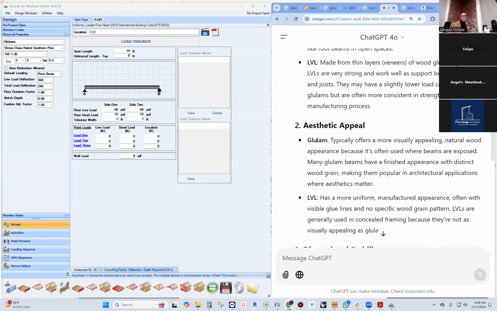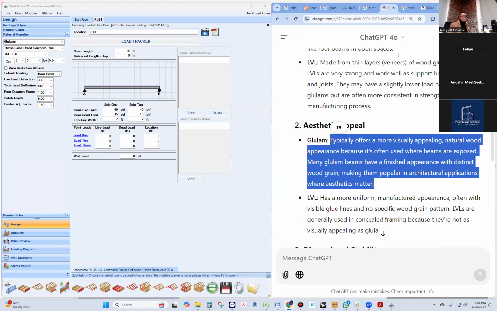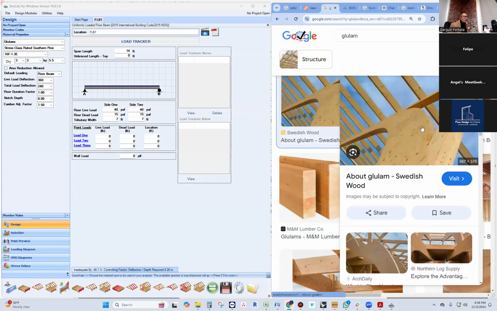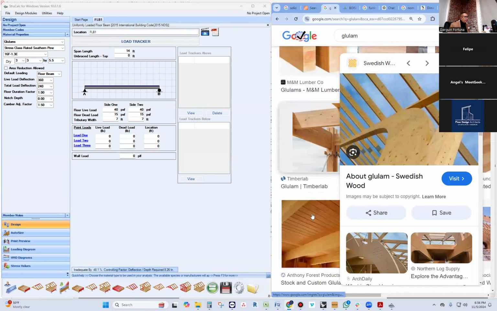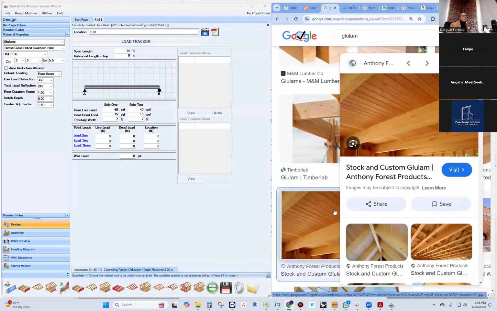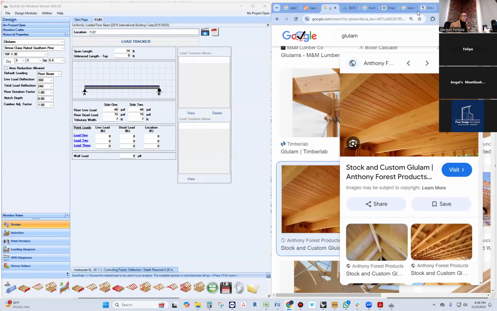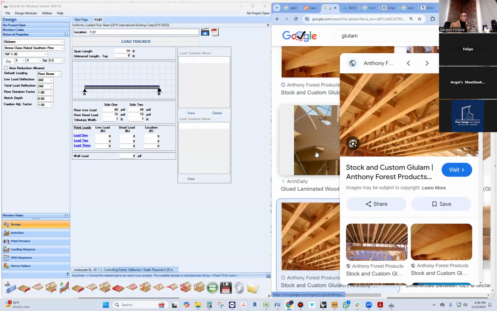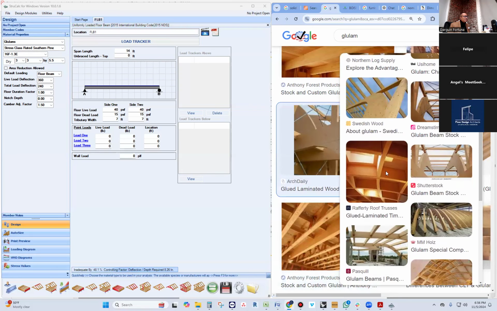Okay? Glulams look way better. I mean, you can see it right now. They're beautiful. You can make these beautiful trusses out of them. You can make really beautiful things. They're more expensive. That's another reason why we don't go all the way up there. Okay, so that's that. You can make really interesting things.